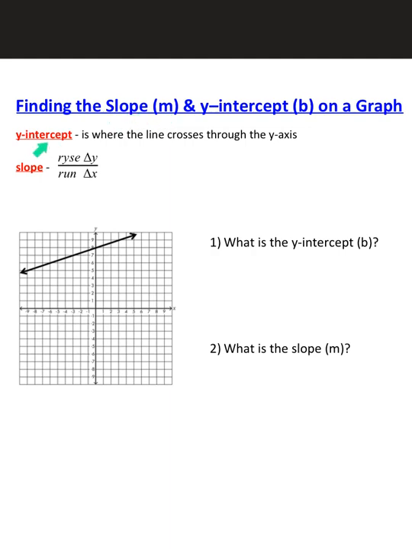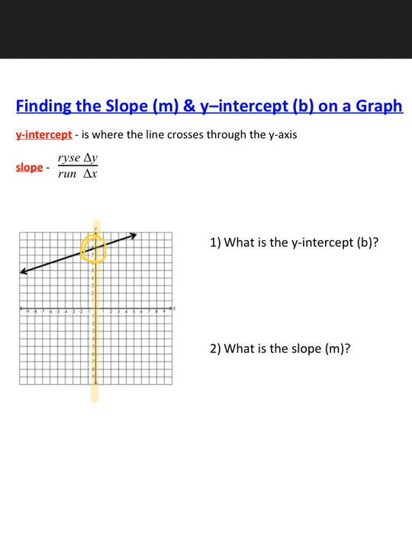So y-intercept, what is y-intercept? It is where the line crosses through the y-axis. So if we look at the graph, your y-axis is right here. And if you look at the line, here's the line. Where does that line cross through the y-axis? It crosses right at that spot right there.